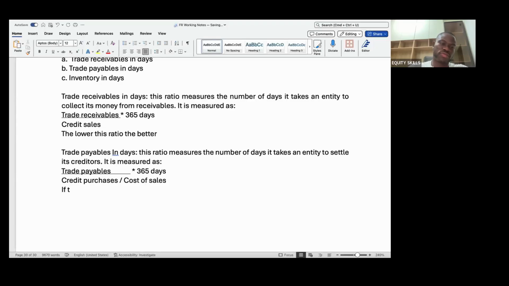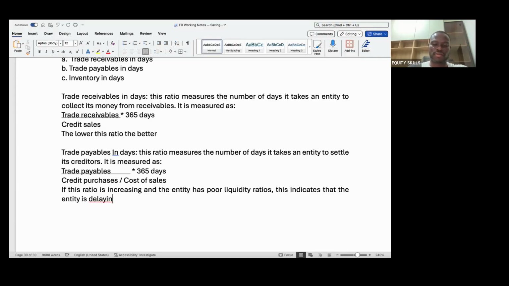If this ratio is increasing and the entity has poor liquidity ratios, this indicates that the entity is delaying the supplier's money because it does not have the funds to run its operations.